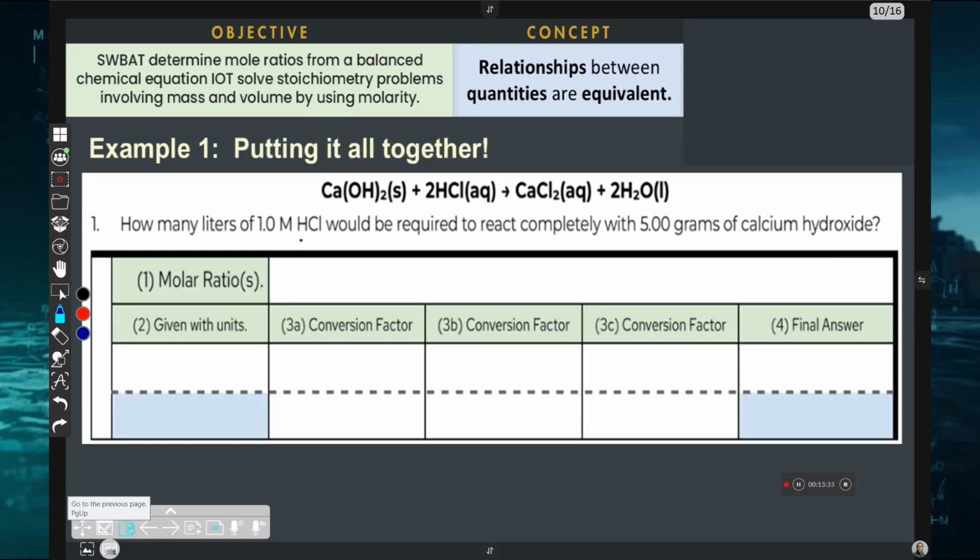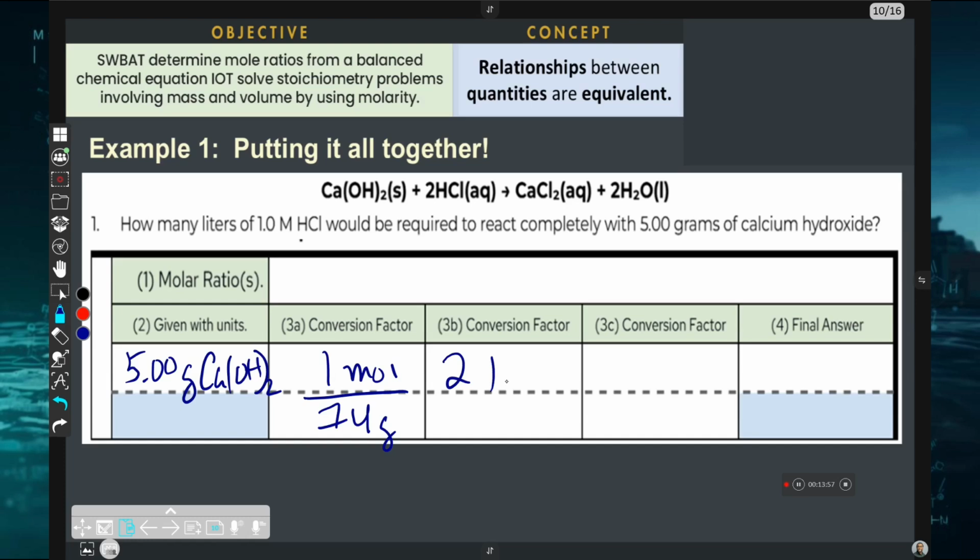And so now let's take all those pieces and put them together. All right, so in our first step, we started with 5 grams of calcium hydroxide. We needed to divide by the molar mass of 74 grams, 1 mole on top. Then we needed to use the molar ratio, 2 HCl divided by 1 calcium hydroxide.